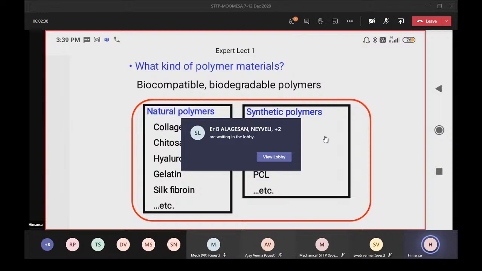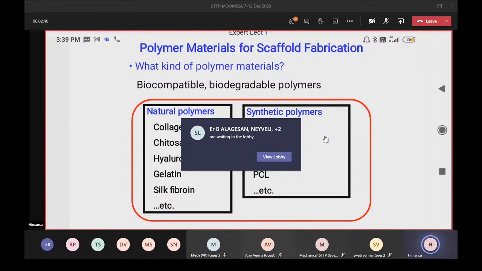Synthetic polymer has its own advantages. For example, if you are creating a scaffold for bone or cartilage, you are challenging the mechanical strength. So PLGA, that is polylactic-co-glycolic acid, PLA, which many mechanical engineers know, that is polylactic acid, and PGA, polyglycolic acid, and PCL, that is polycaprolactone. So we have a lot of kinds of polymers. Sometimes we use them alone, and sometimes in combination.